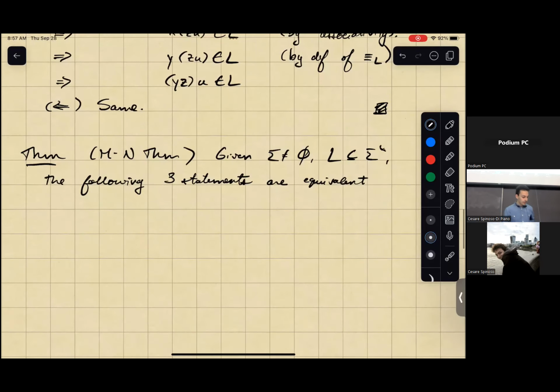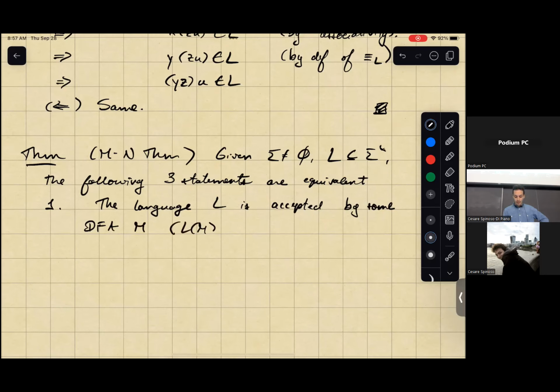So what are these three statements? The first one is that the language L is accepted by some DFA M. In other words, we have some DFA M for which the language accepted by M is equal to L. So in other words, L is regular. So that's the first condition. Now this condition is an if and only if with the second statement. Yeah, it's more a statement, not a condition.